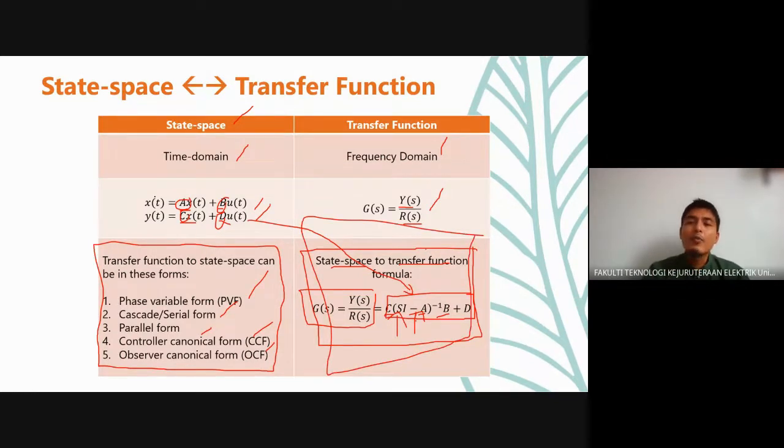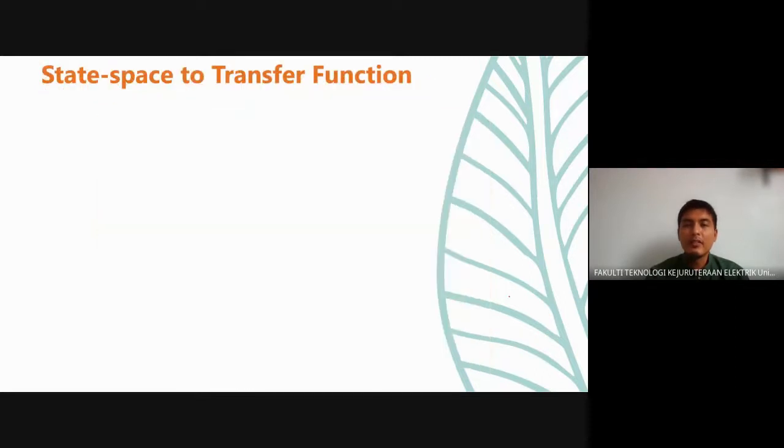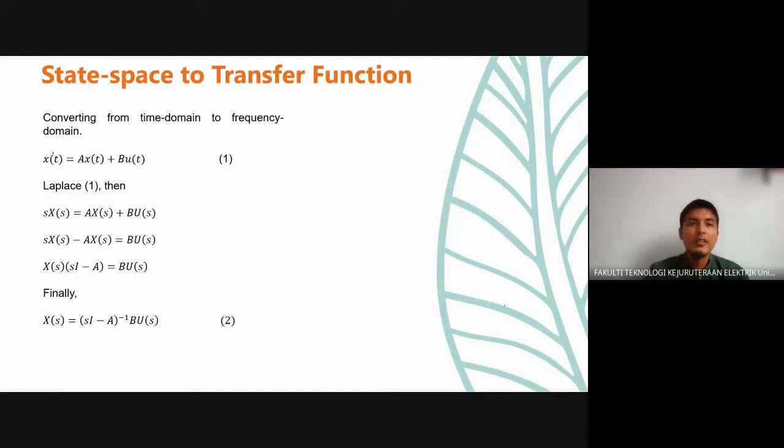But why do we need to use this formula? Why is there no other formula? Why can we obtain this formula? Let's look at the derivation, converting from time domain to frequency domain. Now we have the state space in time domain. In order to get the transfer function, we need to Laplace it, because we go from time domain to frequency domain.